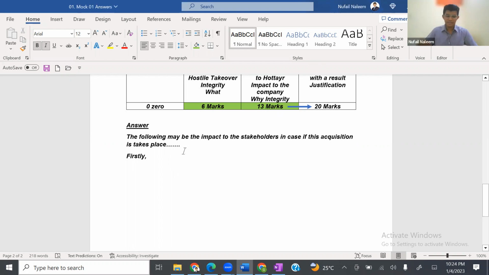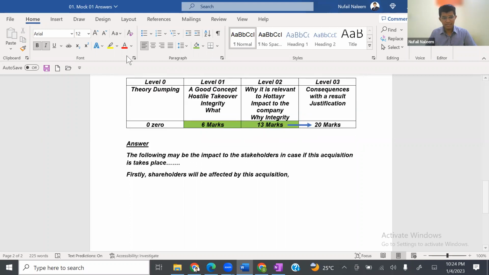So I'll write down here: firstly, shareholders will be affected by this acquisition. Now you are just writing this sentence. What do you think? Do you get any marks? No, you don't get much marks. Are you understanding? Now I'm going to connect the relevance. Since their earnings potential may have a greater yield in the future.